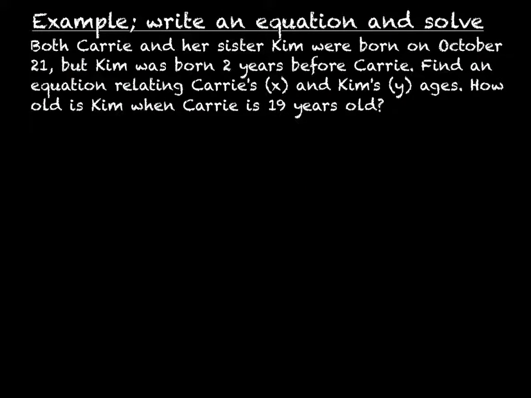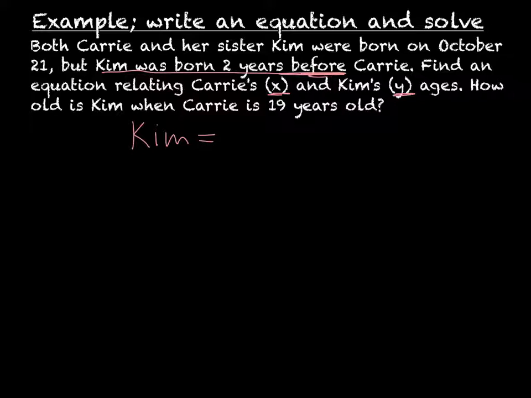In this next example, we have a word problem, and we need to translate that into an equation. Both Carrie and her sister Kim were born on October 21st, but Kim was born 2 years before Carrie. Find an equation relating Carrie's age, which we're going to call x, and Kim's age, which we're going to call y. So we want to relate Kim and Carrie. So we're going to call Kim the older one, right? Because she's 2 years older than Carrie. Kim was born 2 years before Carrie.